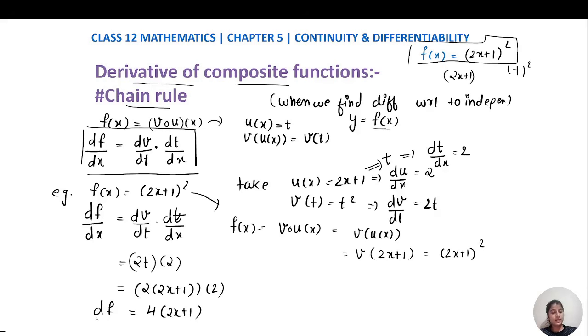We can also find df by dx using the definition, but the definition is not always good for finding the solution, because it will be lengthy. So we have this trick for finding the derivative. If we convert our function into a composition, then we can directly use the chain rule to find the derivative. Okay, now let's move ahead.